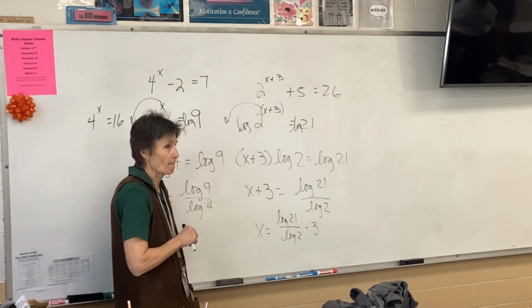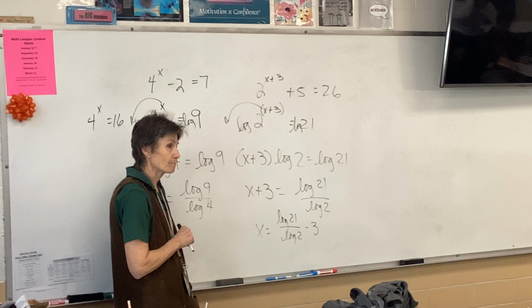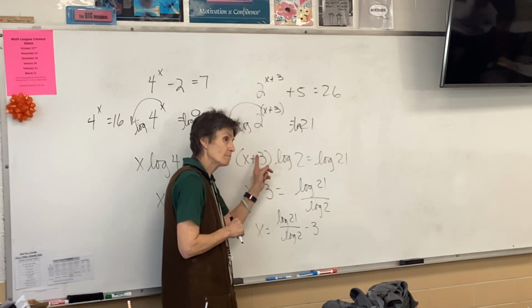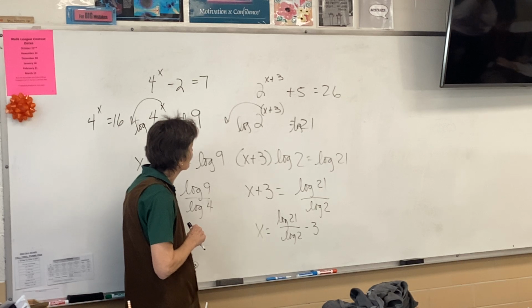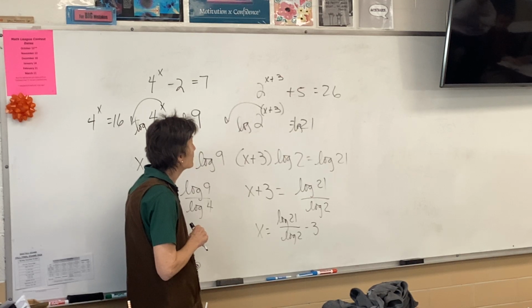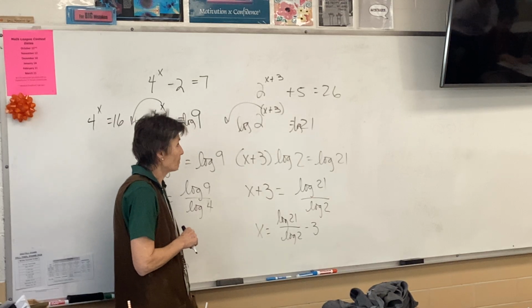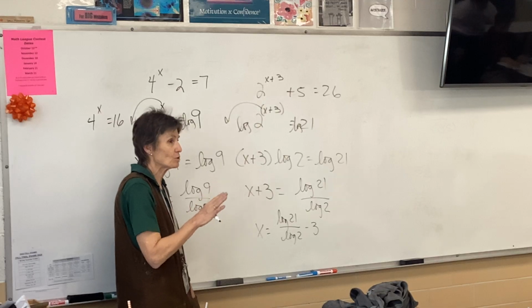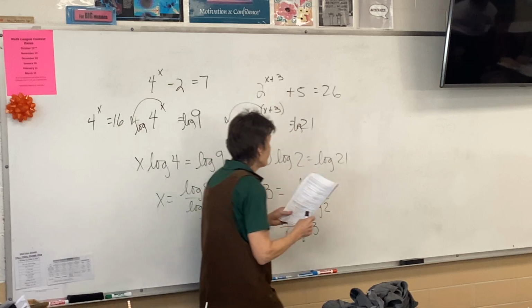You're solving it. Would it be wrong if you separated the 2 to the x plus 3 and made it 2 to the x times 2 to the third, and then did that 8, and then took the log of 21 over 8? No, that would be fine. Yep. You certainly don't need to do that, but it is correct. All right, let's do one more.